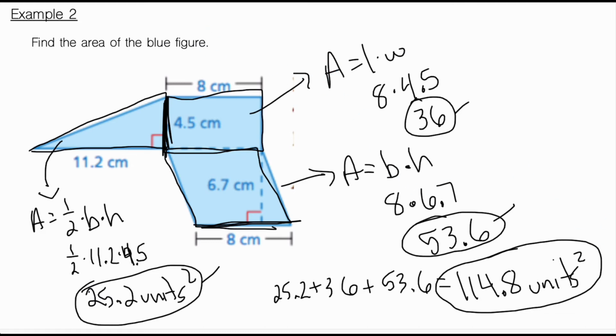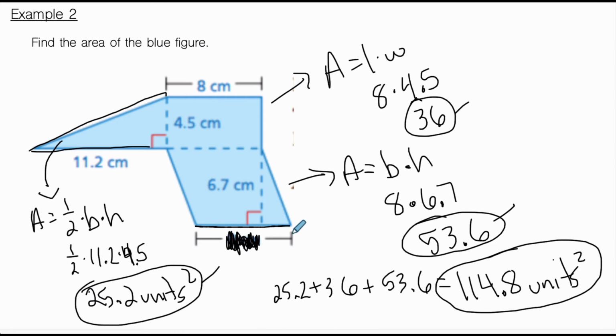One quick thing to point out here. I kind of mentioned it, but you might have missed me saying it. Let's say that you were not given this 8 down here. Could you have still solved the problem? And the answer is yes, because whatever this measure is has to be the same as this measure, right?